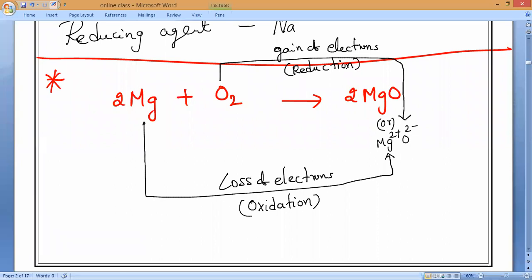Now, who will tell me the oxidizing agent and the reducing agent? The oxidizing agent is oxygen. Very good. Why is the oxidizing agent oxygen? Because it is accepting electrons. Now, magnesium is called what? The reducing agent. Why is it called the reducing agent? Because it is going to lose the electrons. Oxygen is going to gain the electrons, so it is the oxidizing agent. That's all.